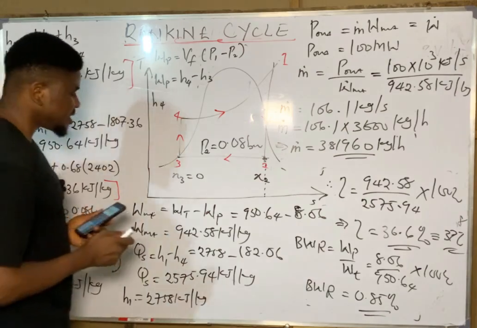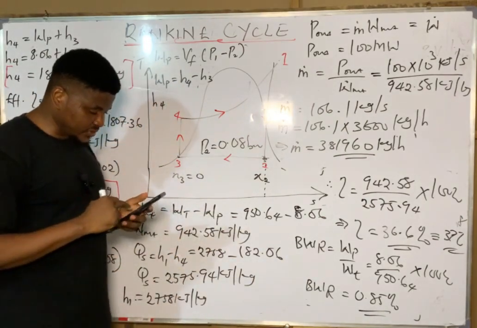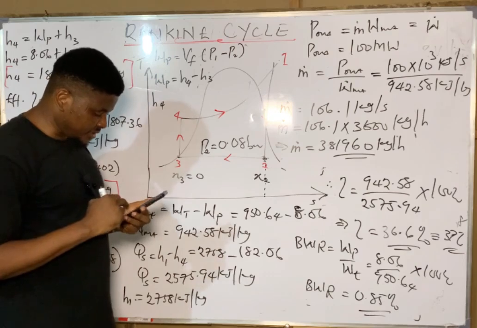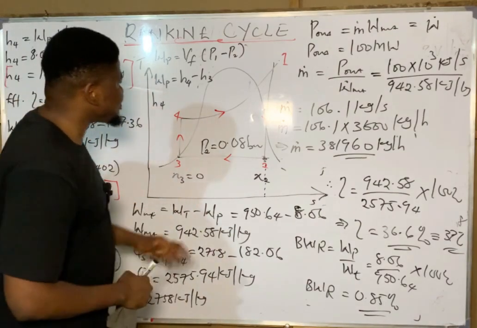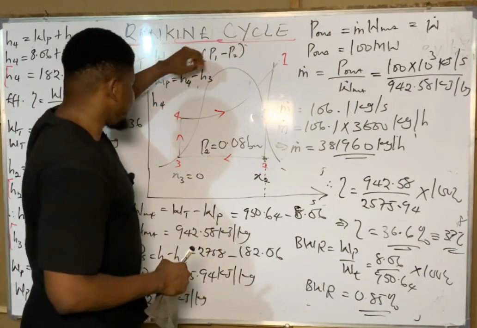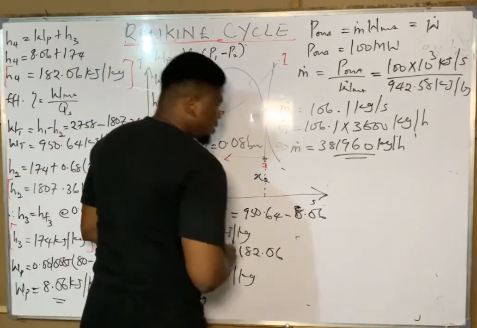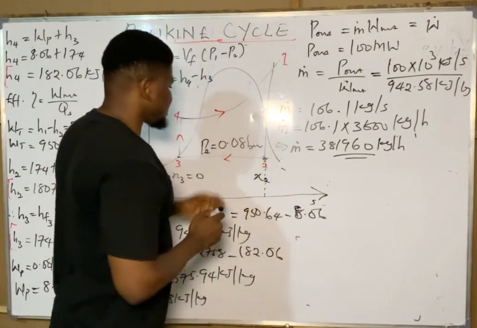Having found the mass flow rate, we'll move to the next question. The next question says the rate of heat transfer into the boiler. So we are simply to find the rate of heat transfer in the boiler. The boiler is where heat is added, so the rate of heat transfer in the boiler is between state 4 and state 1.